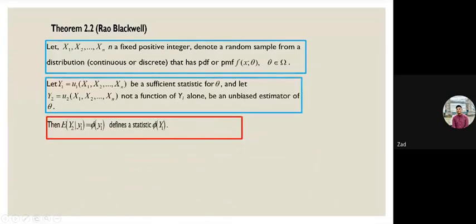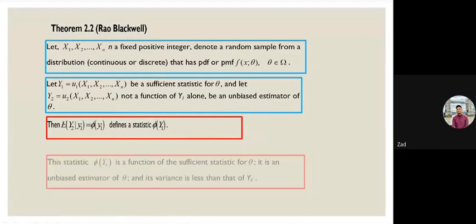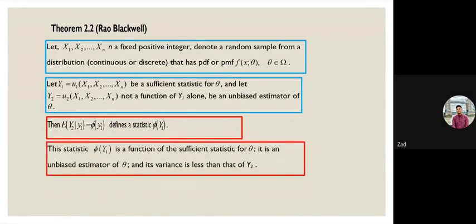Again, we have your expected value of Y2 given Y1. So define a statistic phi of Y1. This statistic phi Y1 is a function of the sufficient statistic for theta. Since our Y2 is an unbiased estimator, our phi Y1 is also an unbiased estimator of theta.